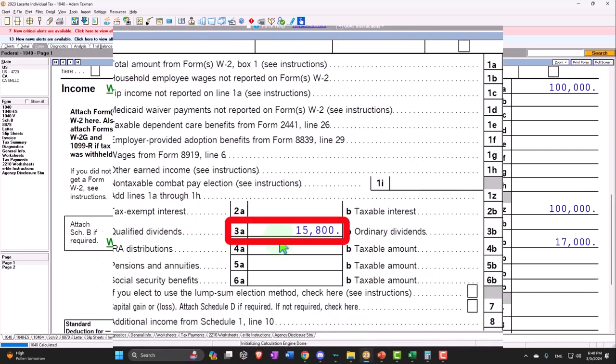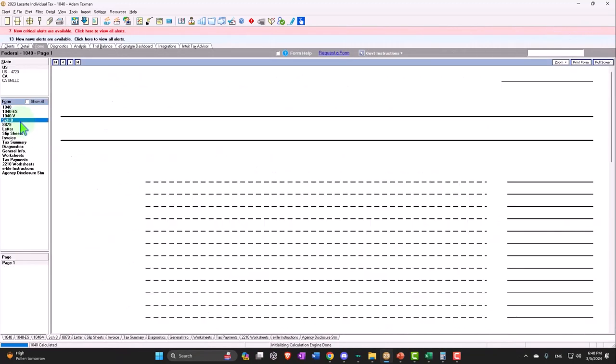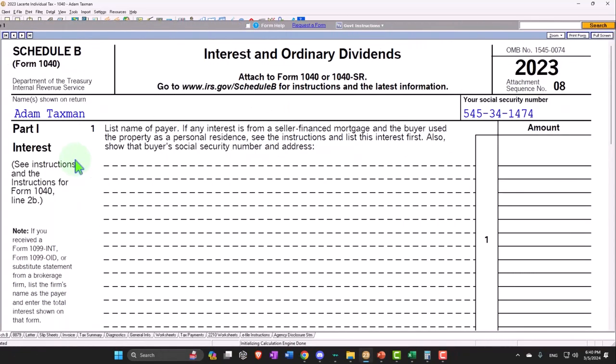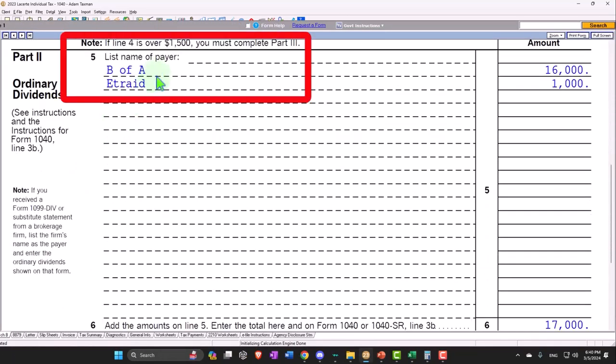We have the qualified dividends up to the 15,800. The total dividends are at 17,000. And we now have the Schedule B that has now been populated. Part one, as we saw before, is interest. Part two, ordinary dividends. The IRS wanting to know who you got the money from.